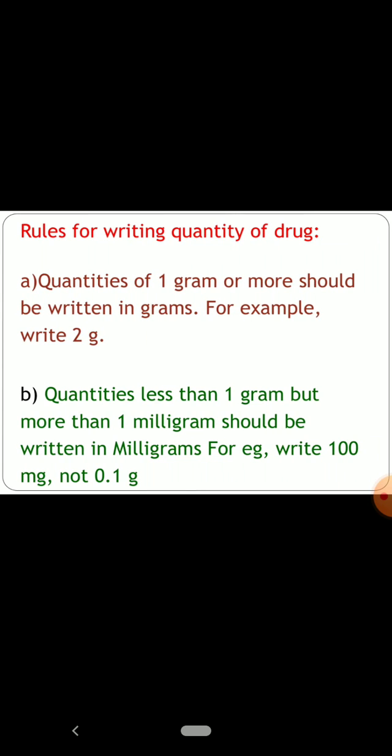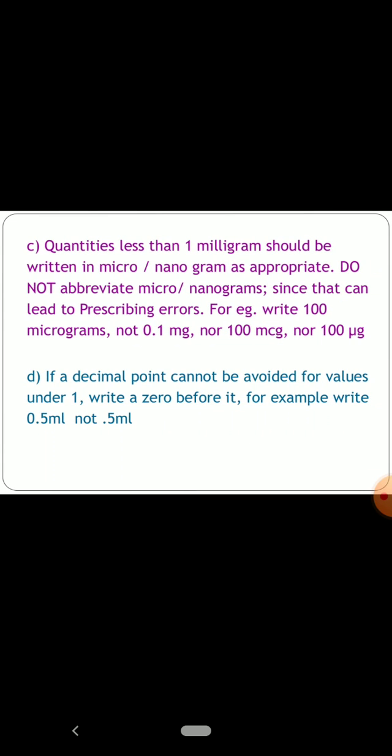Rules for writing the quantity of the drugs: quantities of 1 gram or more should be written in grams, for example write 2 grams. Quantities less than 1 gram but more than 1 milligram should be written in milligrams, for example write 100 mg, not 0.1 gram. Quantities less than 1 milligram should be written in micrograms or nanograms as appropriate. Do not abbreviate micrograms or nanograms, since that can lead to prescribing error. For example, write 100 micrograms, not 0.1 mg, not 100 mcg, nor 100 microgram.